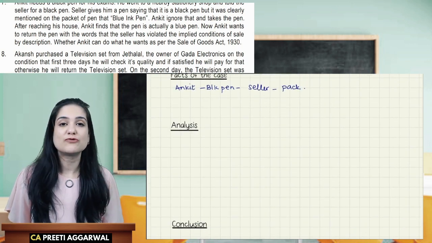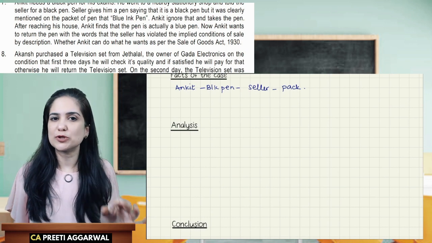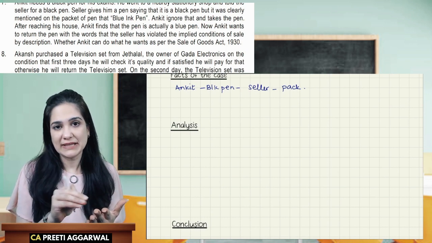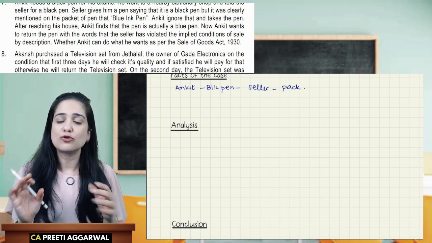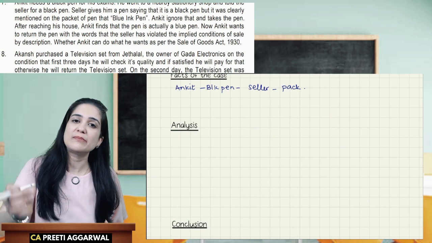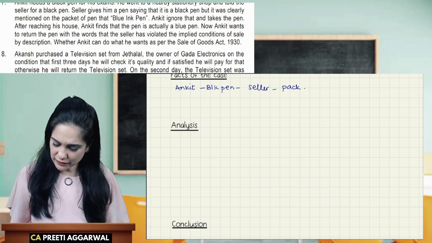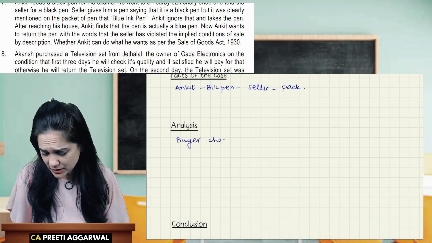Then in analysis, what will you write? In analysis, you will write that Ankit was given a reasonable opportunity of examining the packet. He ignored to do so. The rule of caveat emptor applies. He will have to blame himself for his wrong or bad selection. So you will have to say that the buyer should check the goods before buying.